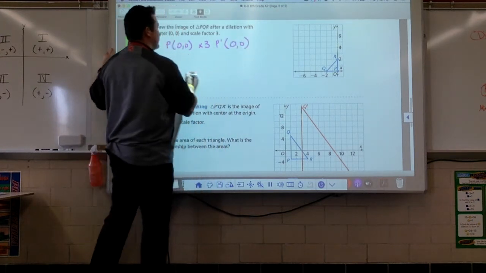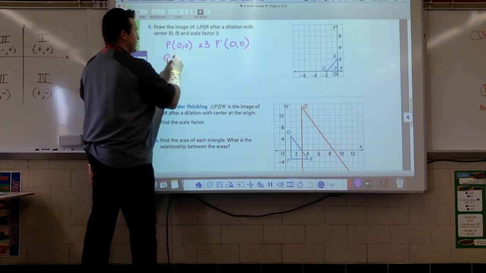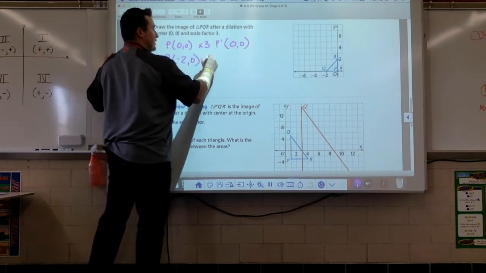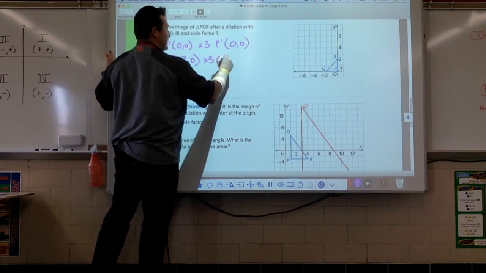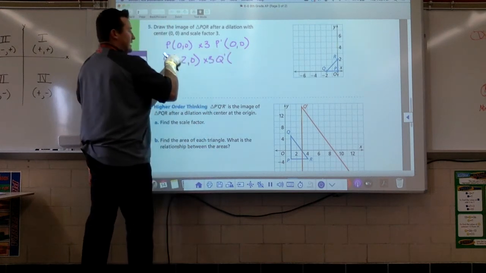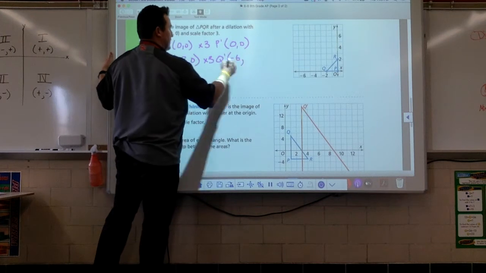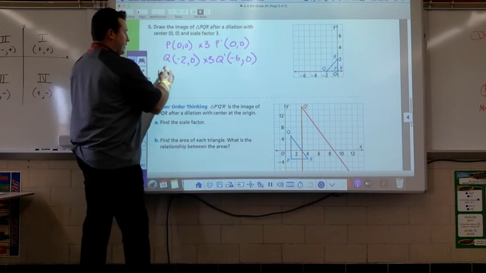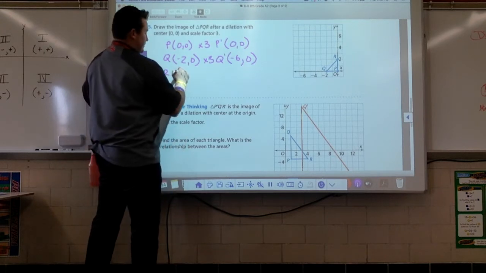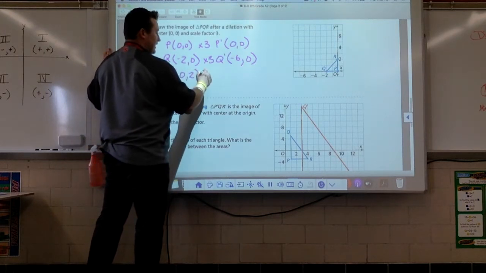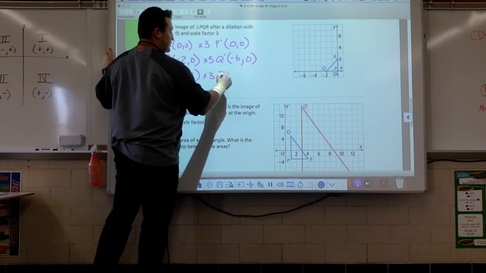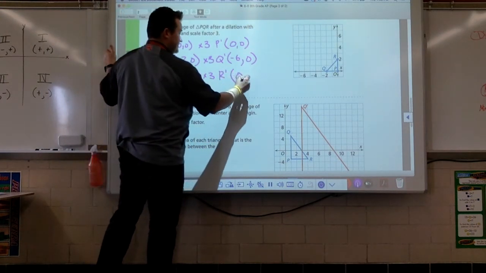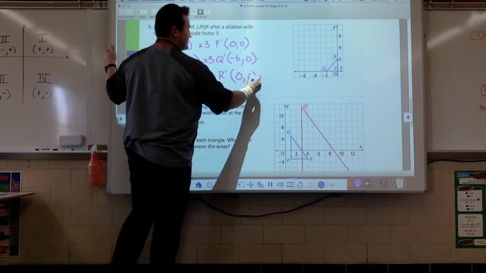Q is at -2, 0. Again, multiply by your scale factor of 3. Q prime is at -2 times 3 and 0 times 3. Last point is R, and R is at 0, 2. Again, multiply by that scale factor of 3 to figure out R prime. 0 times 3, 0. 2 times 3, 6.